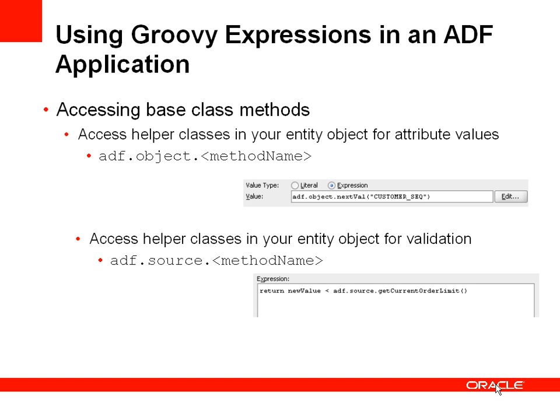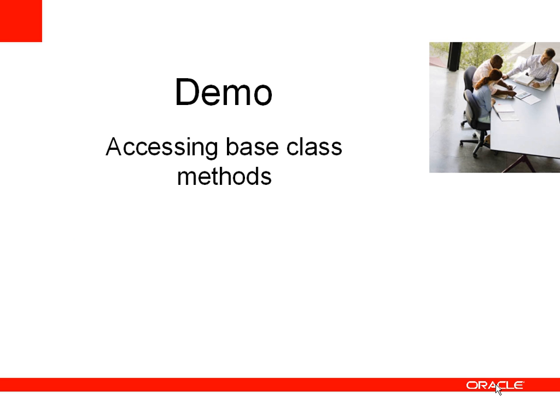So what if you're in a situation where, as part of an attribute value or as a business components validation rule, you want to call out to a Java method? Well, within ADF Business Components we provide two helper classes that allow you to call out to Java methods. So within an attribute value, if you use the Groovy syntax adf.object.method name, that will call a method associated with your entity object. And within a validation rule, if you want to call out to a Java method, then the helper class is adf.source.method name. And again, let's see this in an example.